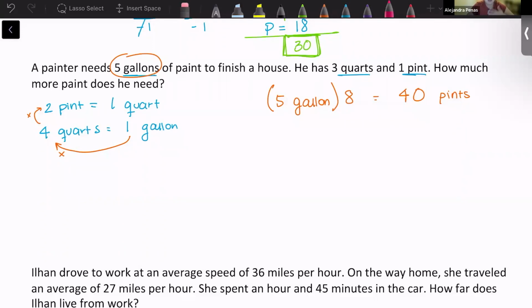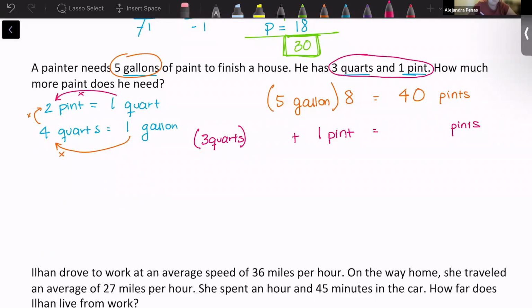The second part is to figure out how much paint he already has. Well, he already has 3 quarts and 1 pint. So let's figure out again how many pints in total he has. Well, he has 1 pint, and we want to figure out what 3 quarts is turned into pints. So from quarts to pints, you just have to multiply by 2. 3 times 2 is 6, plus 1 equals 7 pints. That is how many he currently has.